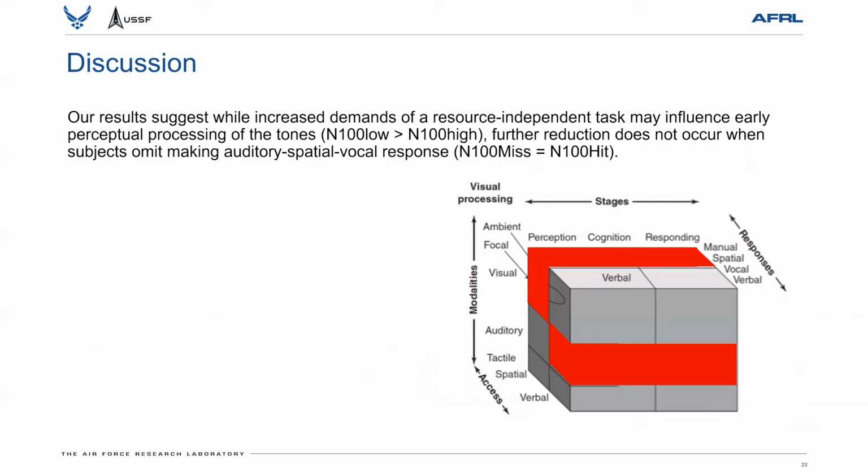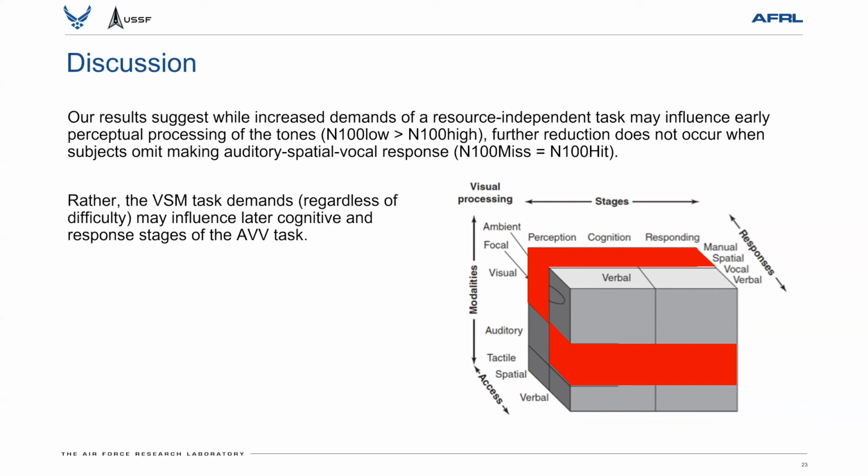So what all does this mean? Our results are suggesting that while increased demands of the resource independent tasks, so there's no overlap in those resources, reduce the early perceptual processes of tones. So the N100 for the low was higher than the N100 for the high. However, we did not find that these reductions further occur when the subjects have misses versus hits.